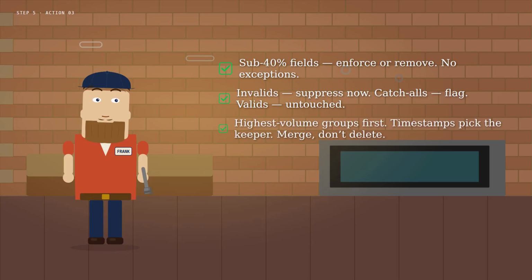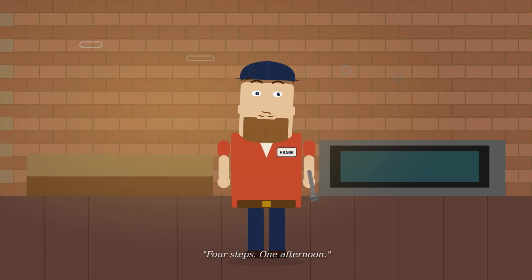Duplicates. Highest volume groups first. Use timestamps to pick the keeper: most recent activity, most notes. Merge, don't delete. History rolls into the winner. Set a cadence. Quarterly at minimum. CRM data degrades continuously. The longer you wait, the longer the next audit takes. That's the whole audit. 4 steps. 1 afternoon.